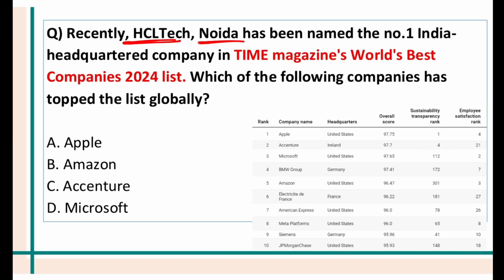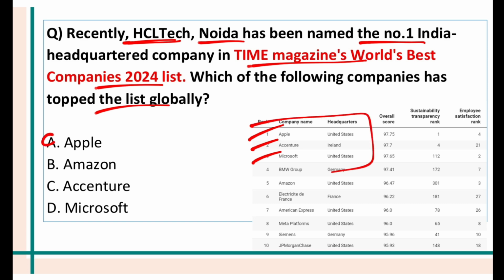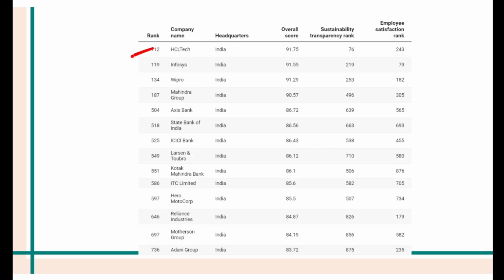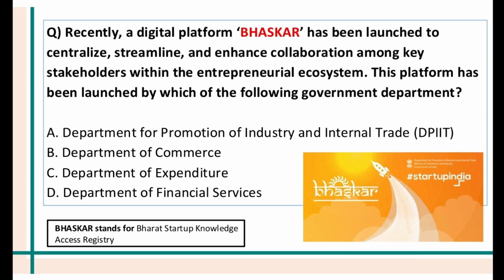HCL Technology in Noida has been named the number 1 Indian headquartered company in the Time magazine's World Best Companies. Which company has topped the list globally? So you can see Apple is number 1, Accenture number 2, Microsoft number 3. The answer is Apple. And Accenture is a company that is headquartered in Ireland. If you talk about the Indian company, then you can see HCL Tech is the best company in India. Infosys is at 2nd position in India but 119th globally. Wipro is 3rd best but 134th globally.